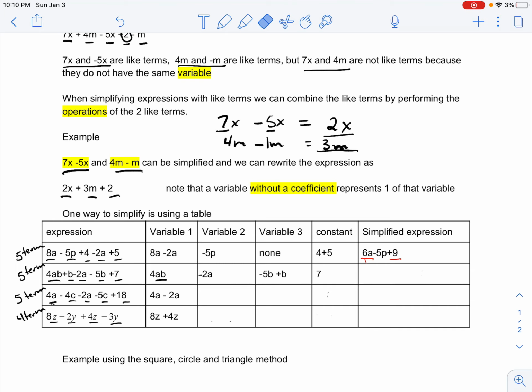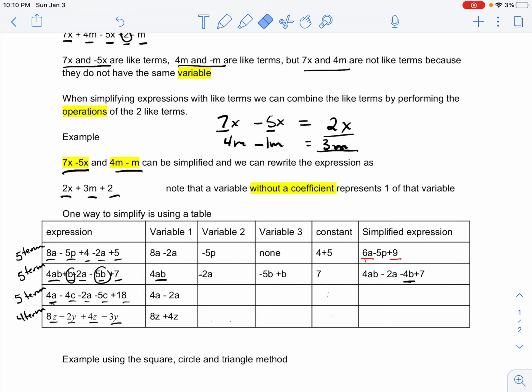So on this one, there's really nothing to combine except our b terms. So everything's going to stay the same except for the b's. So you got negative 5b plus 1b is going to give us a negative 4b. So when we simplify, you get 4ab minus 2a minus 4b plus 7. So once again, the only thing that changed here was the b term.